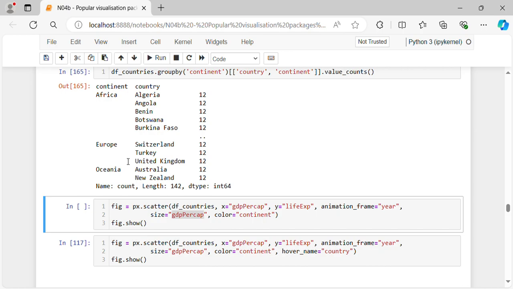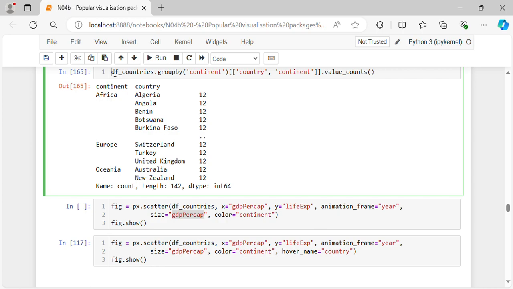And we have continent Europe, and we have Switzerland, Turkey, United Kingdom, and these 2 dots in between show that there are other continents as well. So let's transform this to a data frame. Dot to underscore frame, open and close bracket.